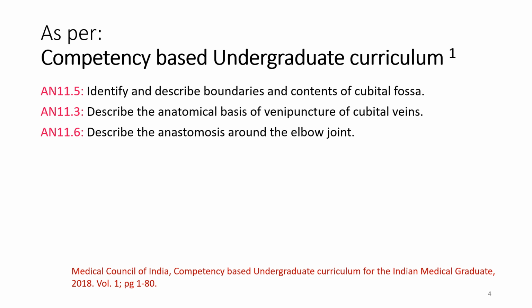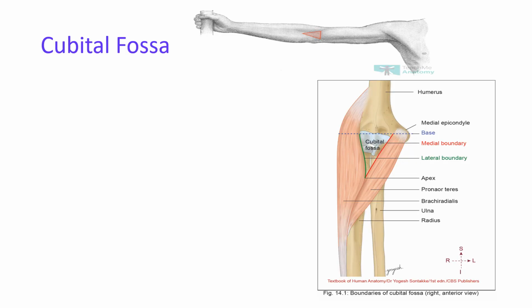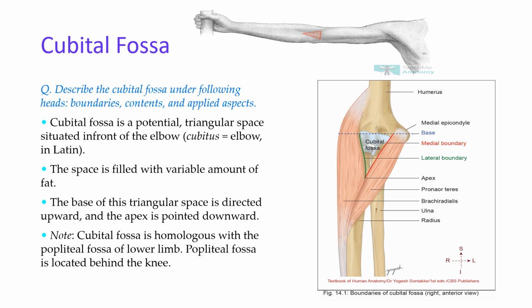The cubital fossa. So dear students, let us understand the cubital fossa. It is a triangular space in front of the elbow. Cubitus means elbow, so it is also known as the antecubital fossa or the cubital fossa, one and the same. This space is filled with a variable amount of fat.